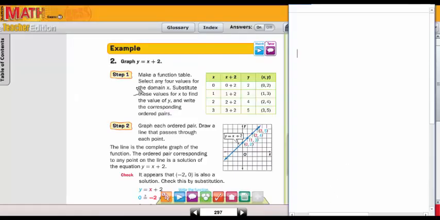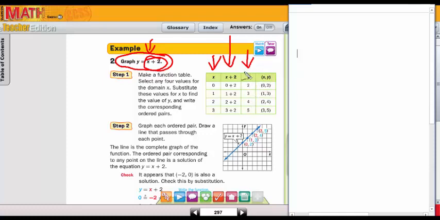Alright, so let's take a look at example number 2. We are asked to graph y equals x plus 2. So the first thing we can do is make a function table. We have an input of x, an output of y, and this right here is our rule. Our rule, of course, is x plus 2. So if we put in 0 for x right here, we would have 0 plus 2, and of course our output would be 2. And you can track each of the points here. It's quite easy. You're just adding 0 plus 2, 1 plus 2, etc. So you should have 2, 3, 4, 5.